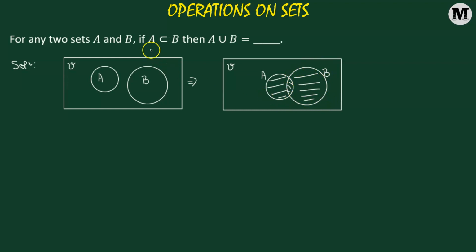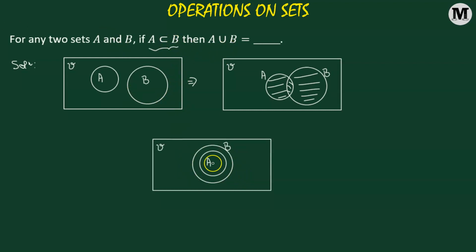Now we have to consider the fact that A is a subset of B. What does it mean when we say that A is a subset of B? A is a subset of B means all the elements of A are in B as well. Now we want to represent it in terms of the Venn diagram. As we can see here, the set A is inside set B. This is the meaning of A being a subset of B. All the elements of A are also in B.